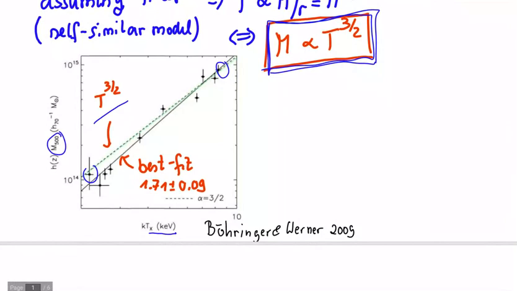The takeaway message from this plot is that this self-similar solution holds almost over the whole range. There is some deviation at the low temperature range, which may indicate that this is also where some additional effects, which we didn't consider, come into play, but the deviation is not very big. So the best fit power law is 1.7 instead of 1.5, and the uncertainty is like 0.09, so it's quite close actually to this 1.5 self-similar scaling.